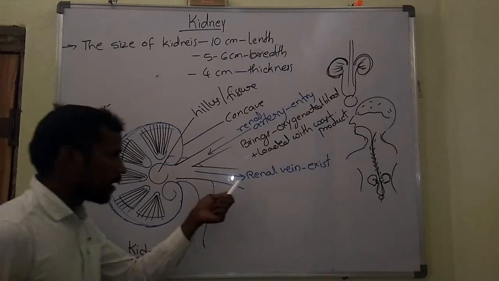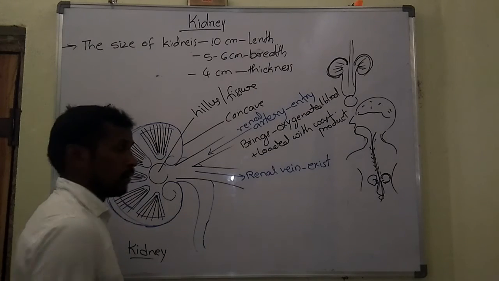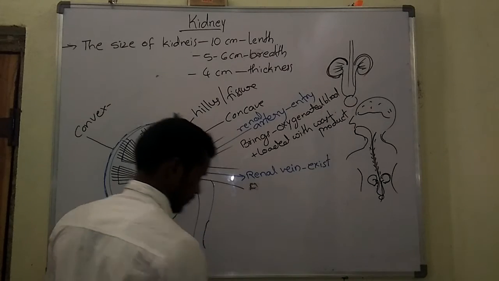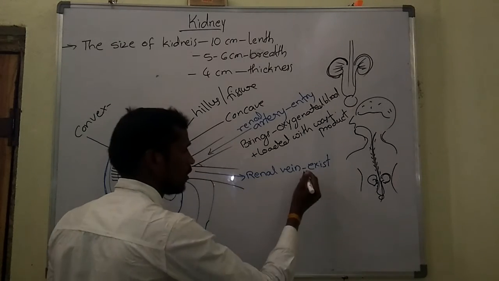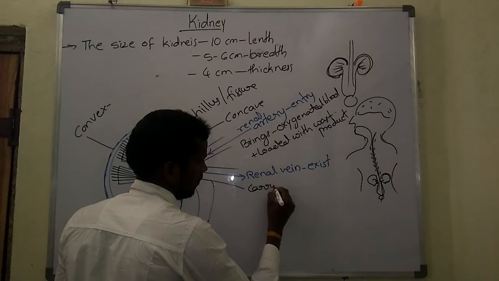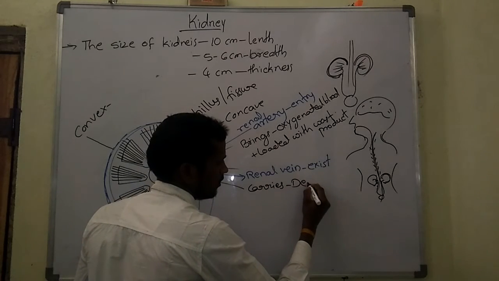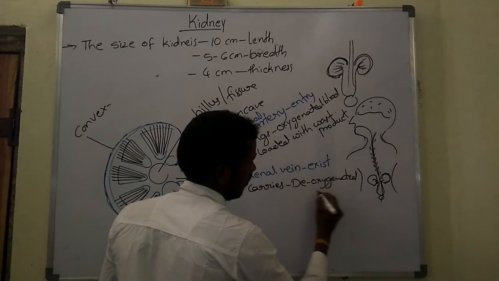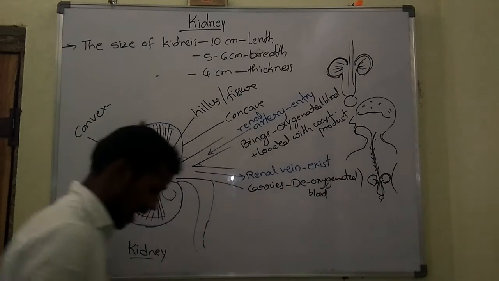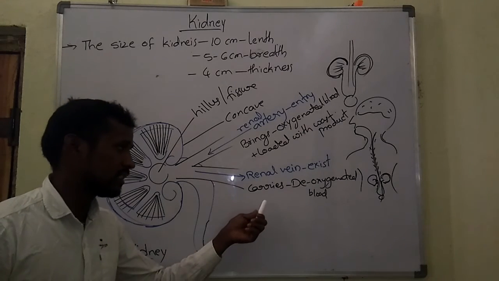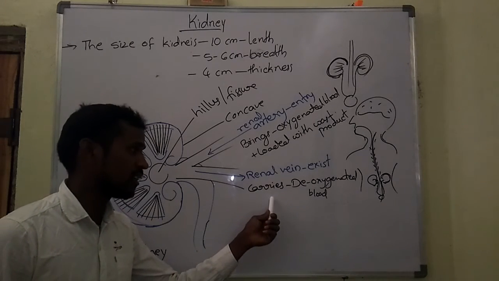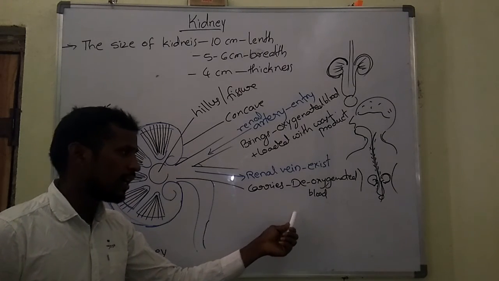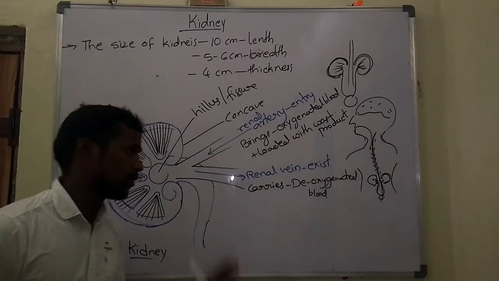Renal vein carries deoxygenated blood, and the waste products generated in various organs of the body are filtered and removed by the kidneys.